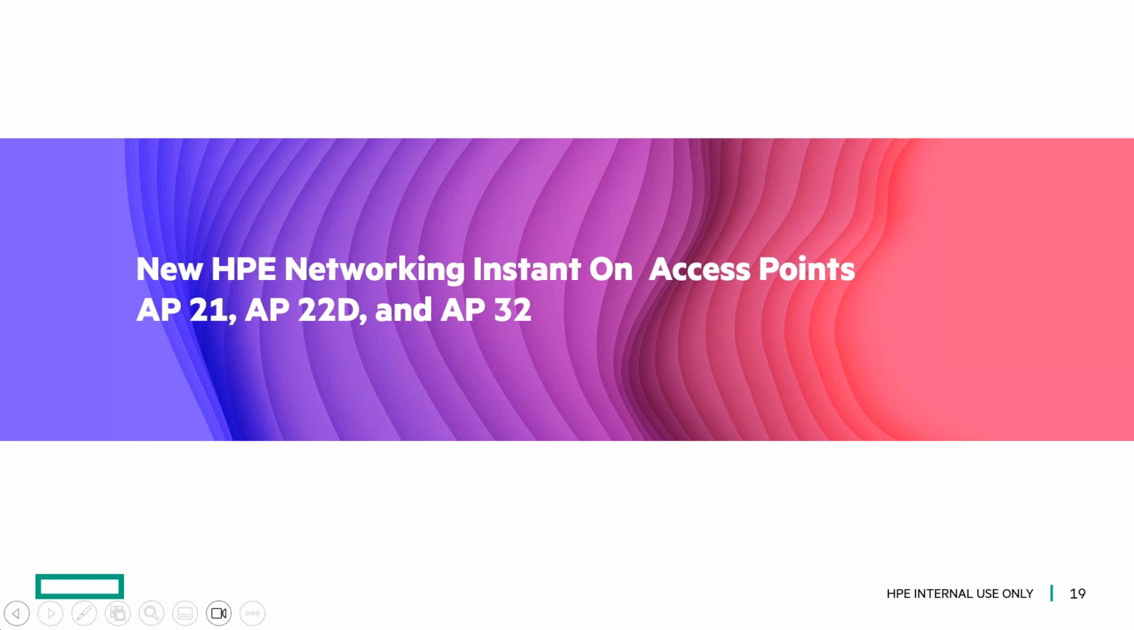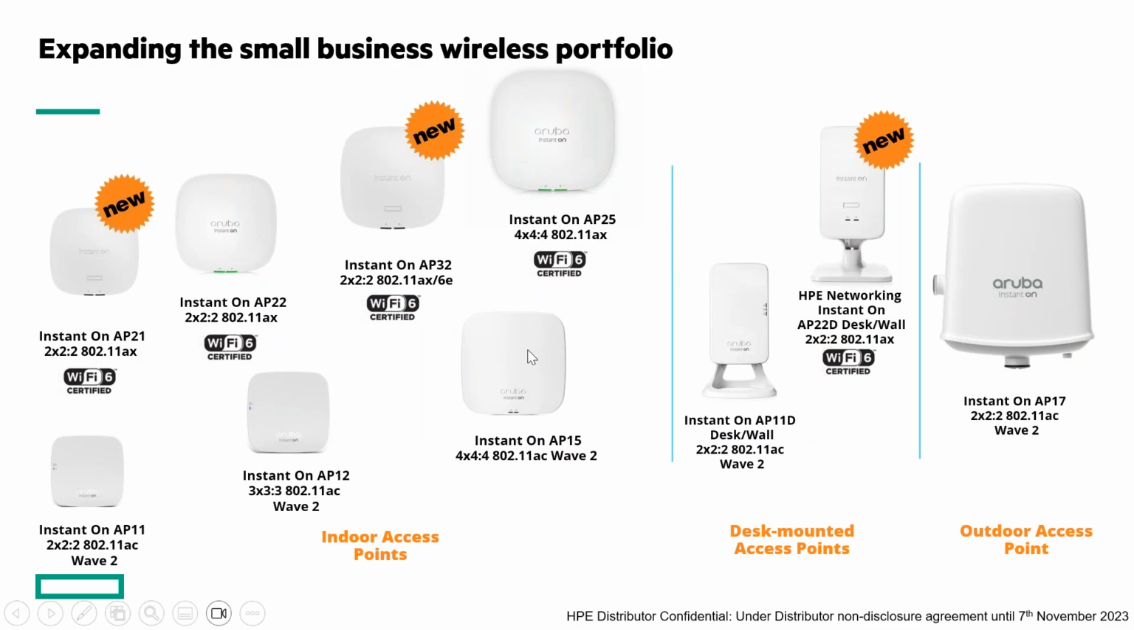They're going to have our square, or our rectangle, I should say, like you see down here on the left on the APs. And it's going to be referred to as the HPE Networking Instant On products. So the access points I want to talk about with you today are the AP21, the AP22D, quick refresher on that one we talked about last time, and the AP32.